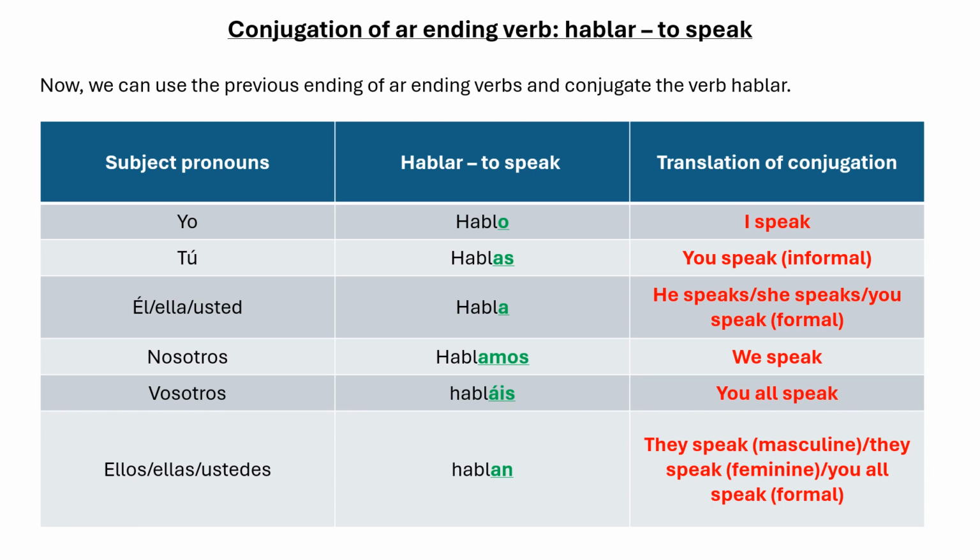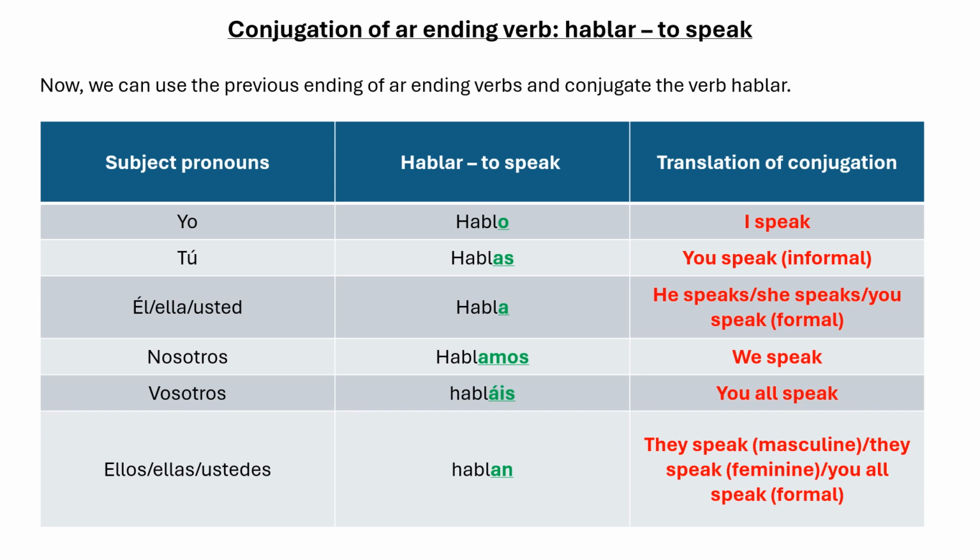Then for tú, if you've written in your notebook, the ending was AS. So I write HABL. As soon as I see the AR, I will omit the AR and I will write an AS. That's very important. You have to omit the last two letters. Otherwise, the whole conjugation will be wrong. For él, ella, usted, it will be habla: he speaks, she speaks, you speak formal. You can clearly see that in the right hand column, I have written all the translations in red. You may want to copy this as well. It will be very easy and helpful for you.